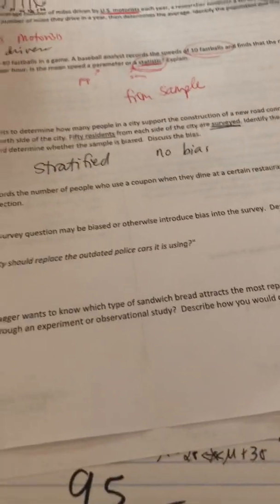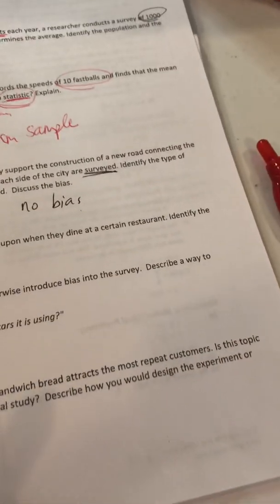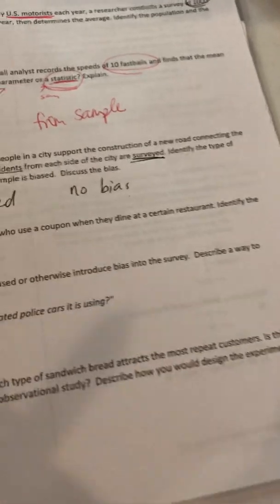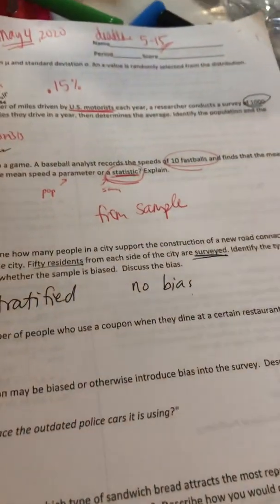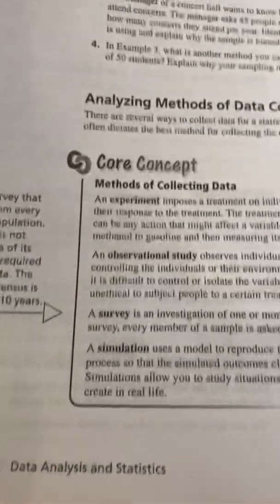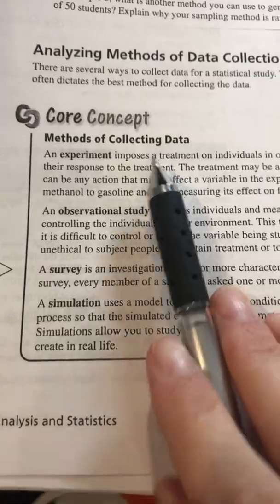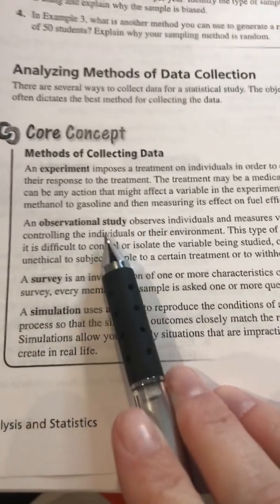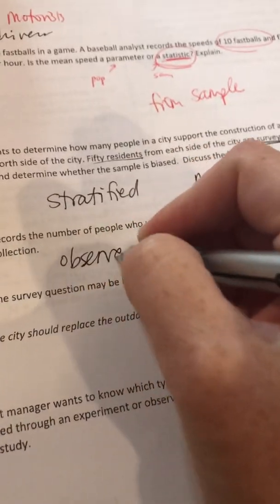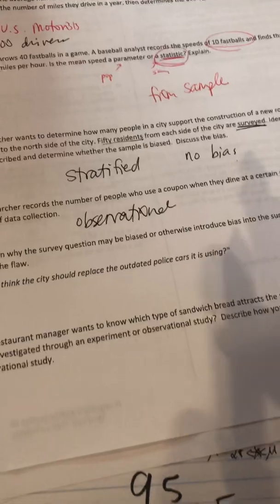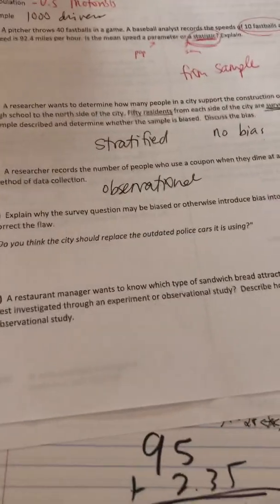Okay. Number 7, a researcher records the number of people who use a coupon when they dine at a certain restaurant. Identify the method. Okay, so let's go to those. Here are your methods. It wasn't an experiment. It wasn't a survey or simulation. It has to be an observation. They watched it. They saw what happened. That's why it's observational. They just made a tally. They were there and they watched it happen.